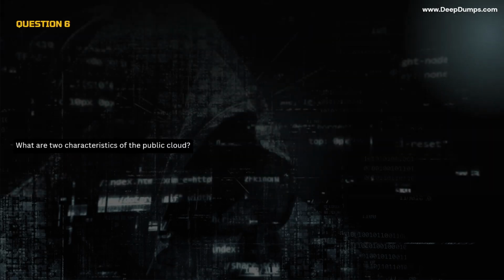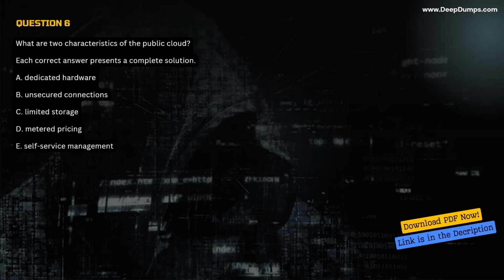Question 6. What are two characteristics of the public cloud? Each correct answer presents a complete solution. A. Dedicated hardware. B. Unsecured connections. C. Limited storage. D. Metered pricing. E. Self-service management. Correct answer is D and E. Metered pricing. Self-service management.